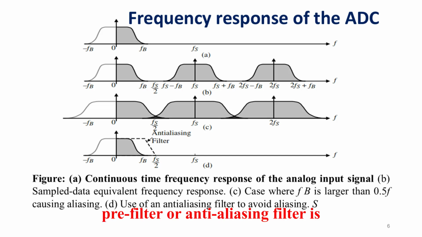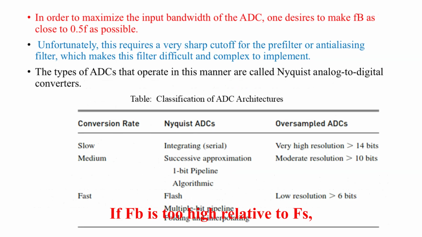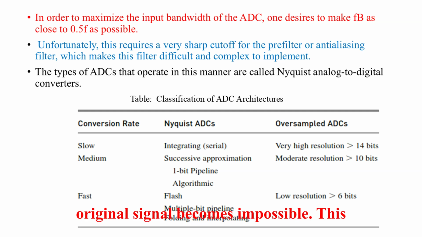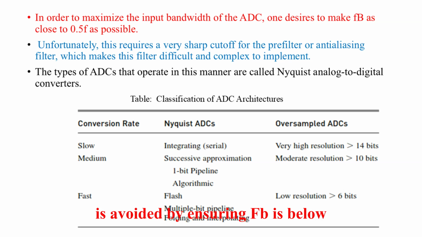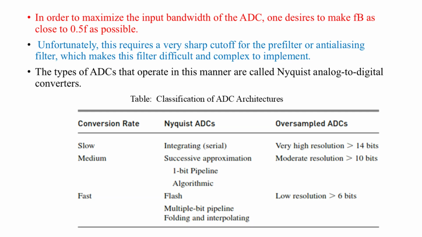To prevent this, a pre-filter or anti-aliasing filter is used to limit the signal's bandwidth to below 0.5 multiplied by Fs. If Fb is too high relative to Fs, spectra will overlap, and recovery of the original signal becomes impossible. This is avoided by ensuring Fb is below 0.5 multiplied by Fs. But implementing a sharp cutoff filter to achieve this is complex. ADCs that follow the Nyquist criterion are called Nyquist ADCs. For cases where Fb is much lower than 0.5 multiplied by Fs, oversampling ADCs are used.